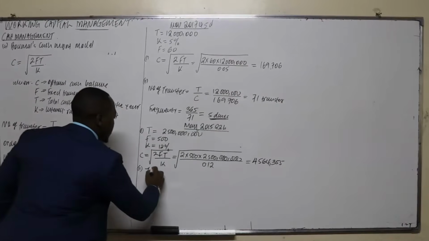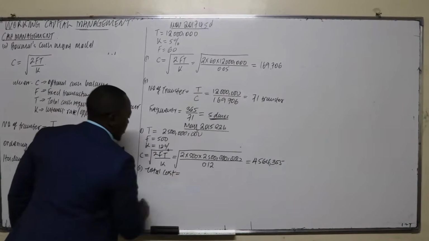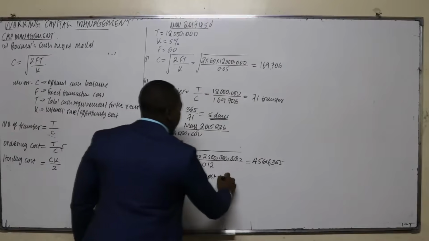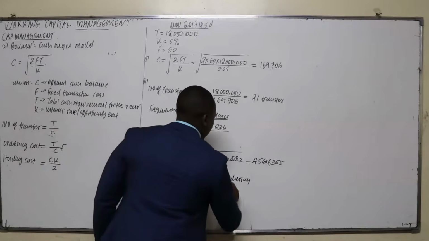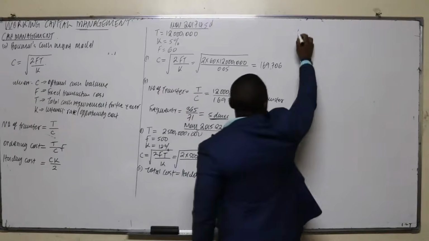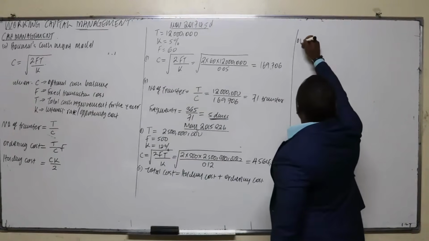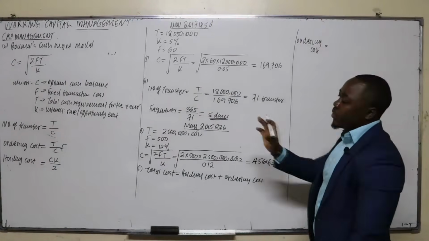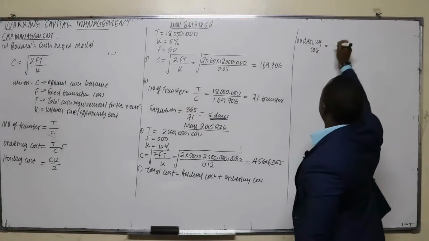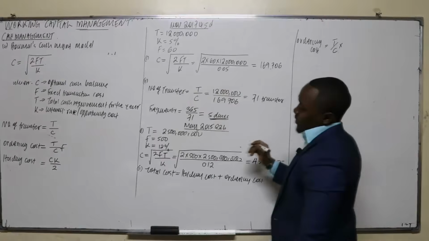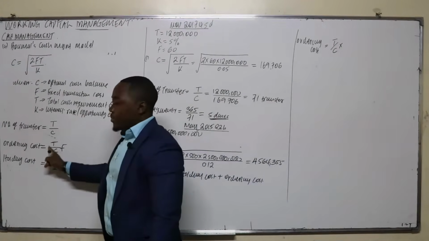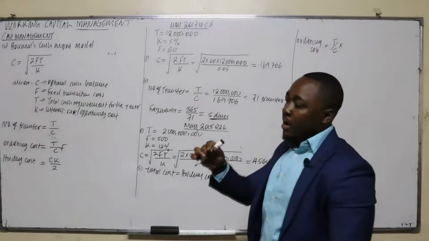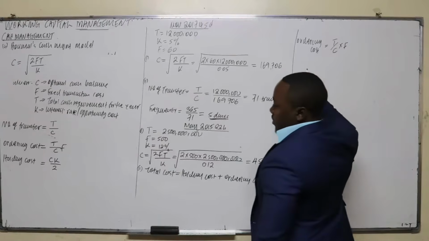And then number 2, the total cost of maintaining the cash balance. Now, to get the total cost, you'll take the holding cost plus the ordering cost. How do you get that? So there is a formula. To get the ordering cost, first you get the number of orders or the number of transfers. And how do you get the number of transfers? T over C. Once you get the number of orders, then you multiply by the transaction cost per order. That's F, the fixed transaction cost.